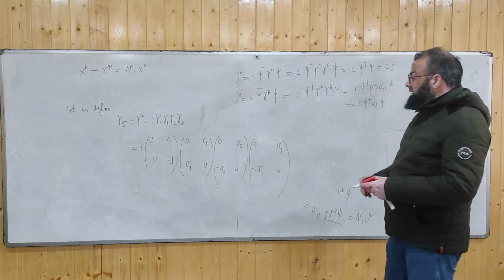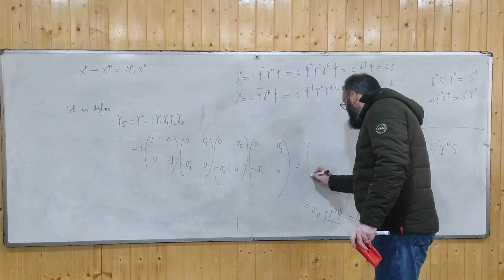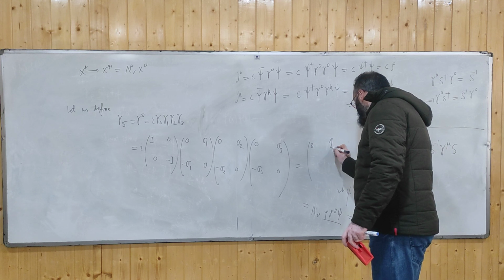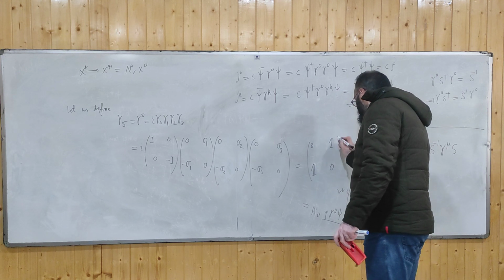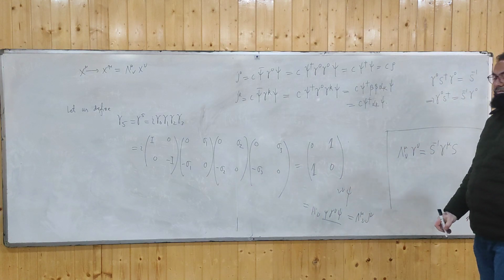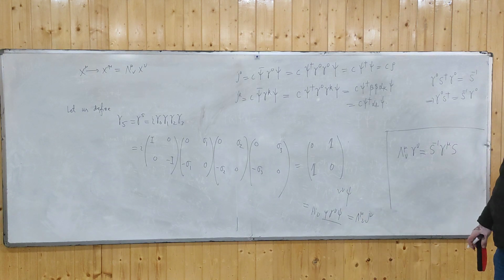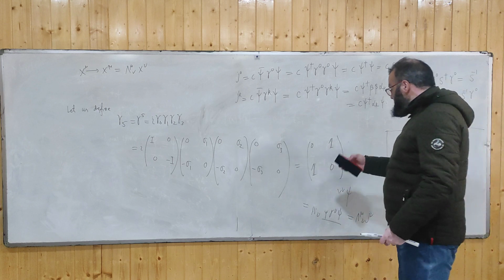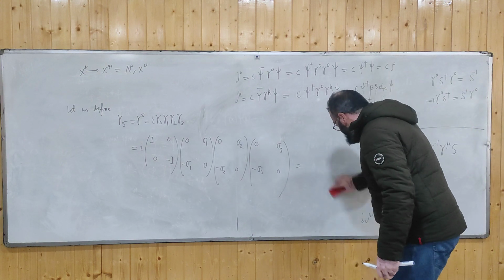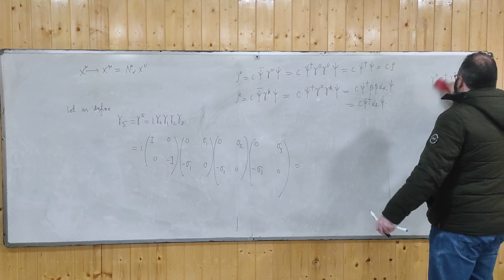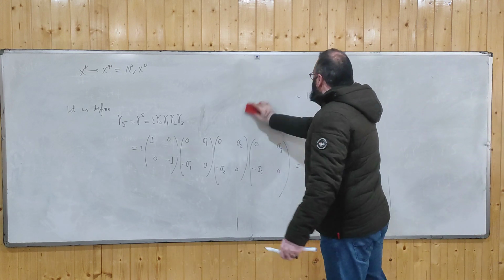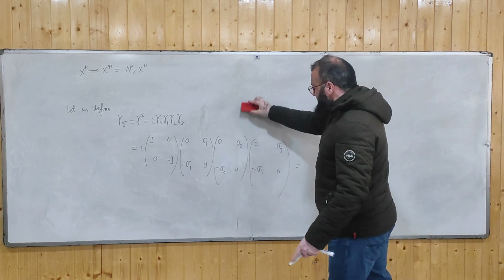I think it will be an identity matrix. Sorry, like this: identity, identity, and 0. So you need to check it. No, it is not like this. So let's calculate it.